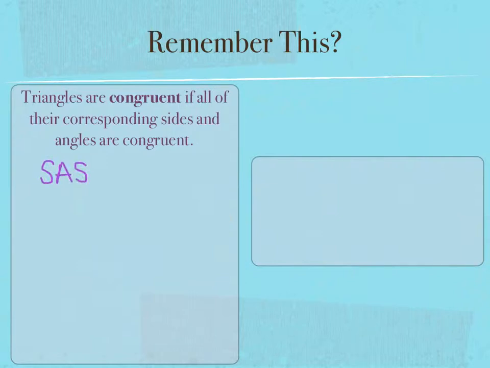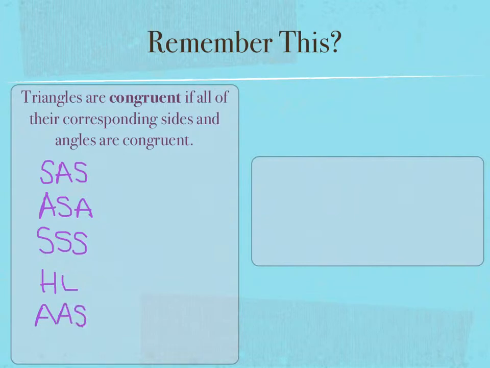So SAS was one of them, right? What else did we have? ASA, yep. SSS. Yep, SSS. What else? HL, good. And then there's one more. AAS. Yeah, we kind of combined that one with HL, so we didn't learn that one as a separate one.